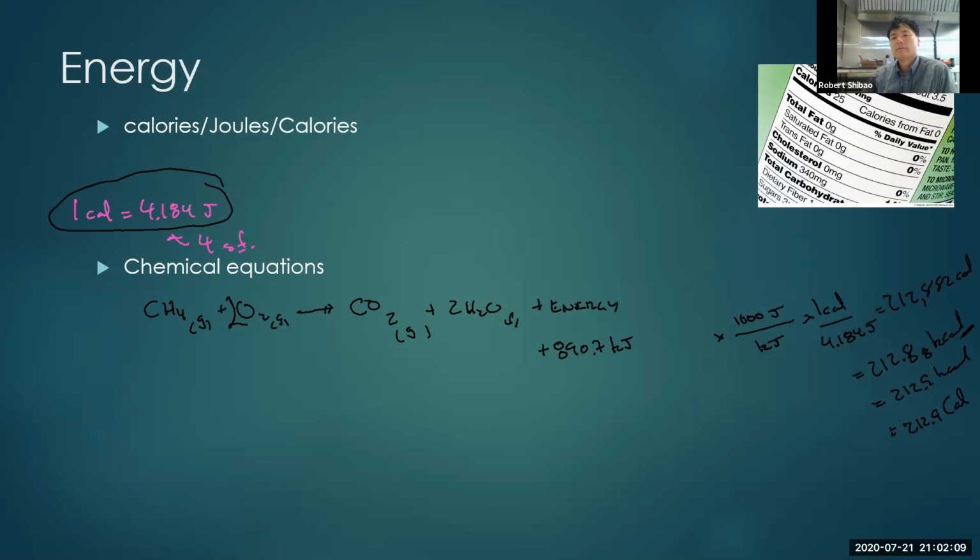Okay, so that's it. Now, there are different ways of expressing this. We call this number delta H. Delta H is the amount of energy or heat, we say heat of reaction. Let me write that up here. Delta H equals heat of reaction.